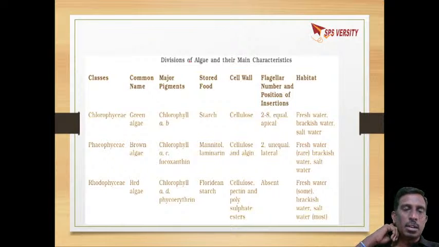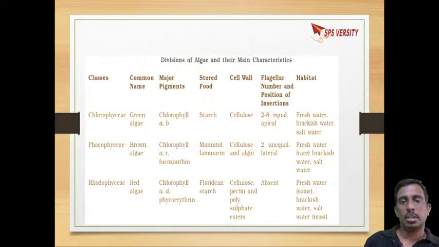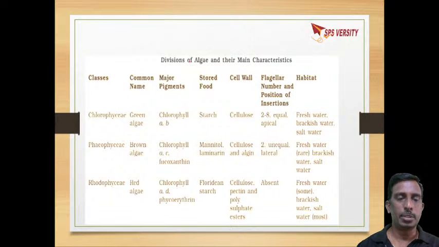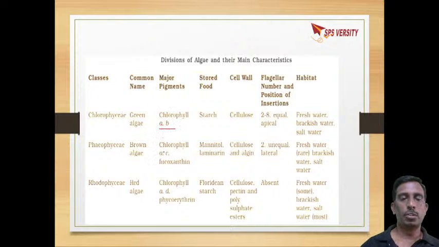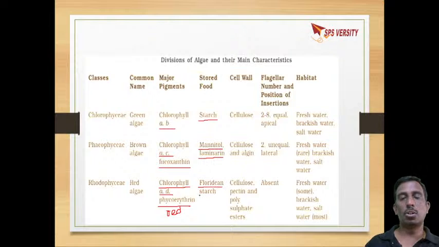This is about the major characteristics of the three algae. Now let us do a differentiated study of the differences in characteristics. Chlorophyceae, which is generally called green algae, has chlorophyll A and B. Phaeophyceae has chlorophyll A and C along with fucoxanthin. Rhodophyceae has chlorophyll A and D along with phycoerythrin, which causes red color. In Chlorophyceae food is stored in the form of starch, in Phaeophyceae in the form of mannitol or laminarin starch, and in red algae floridean starch.